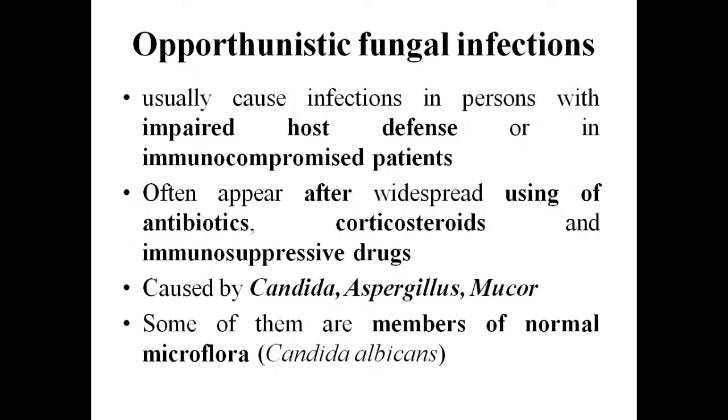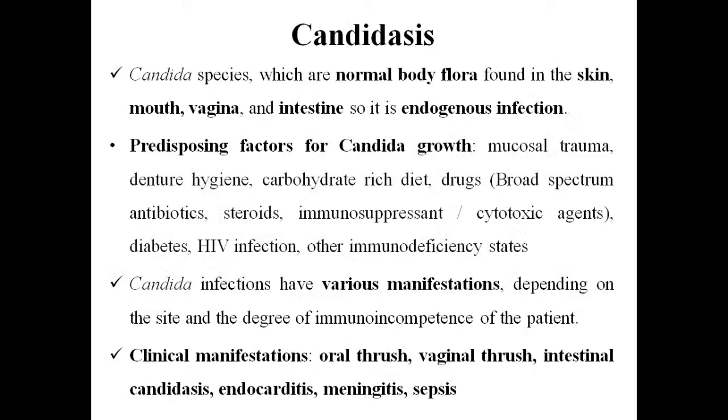Some of them are members of normal microflora, for example, Candida. So Candida is always present in the human organism in the mucosal membrane of the throat, vagina, on the skin. After use of antibiotics and other factors, Candida multiply and cause candidiasis. Candidiasis. Firstly, Candida species are normal body flora found in the skin, mouth, vagina, and intestine, so it is an endogenous infection. It develops when immune defense is weak or in a break of normal defense.